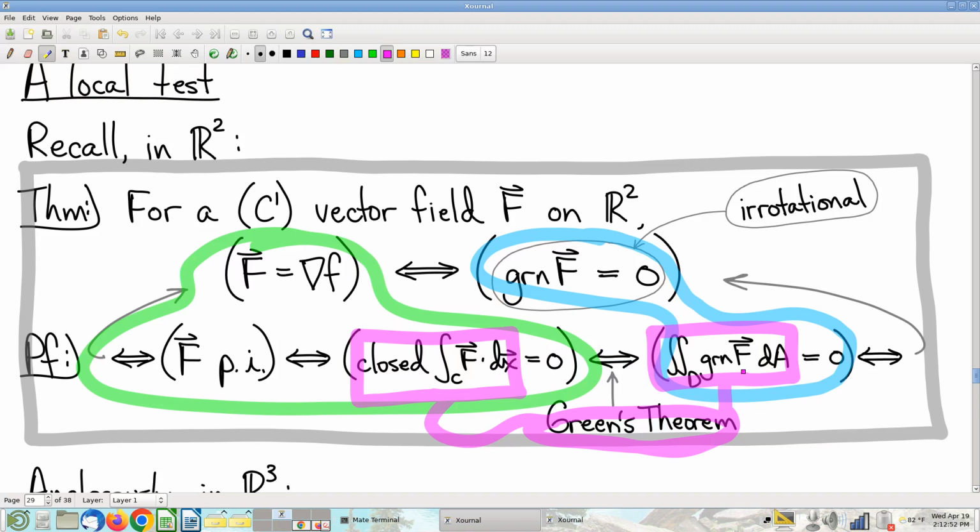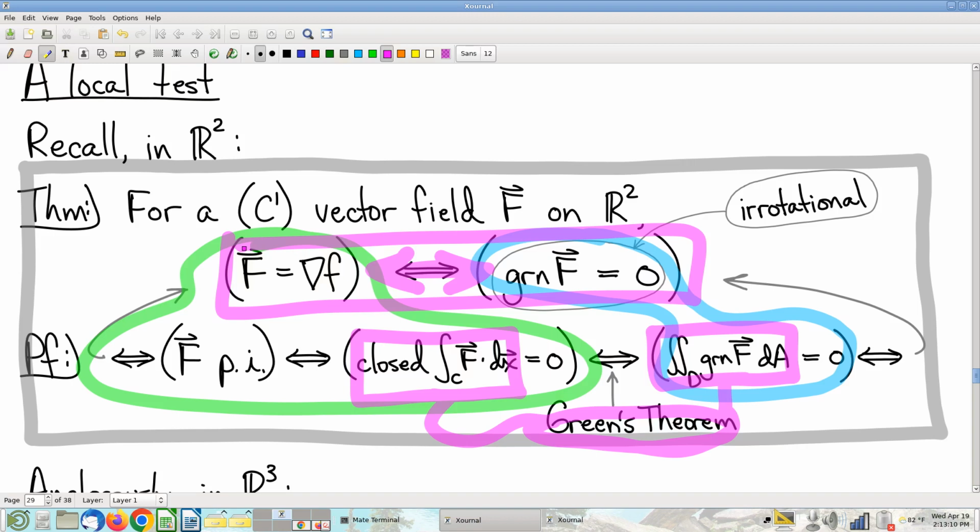That's what then establishes that these two top statements are equivalent, and therefore what establishes that you can use Green's operator as a local test for a vector field being a gradient.